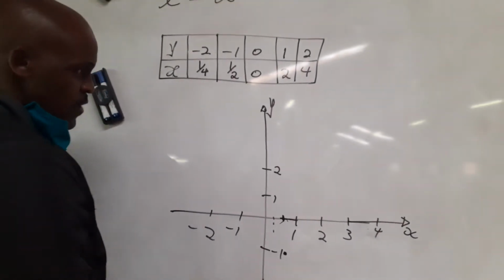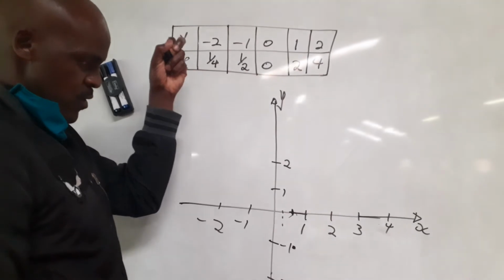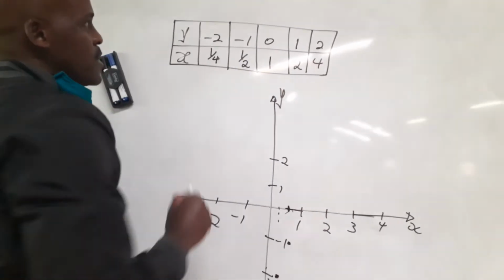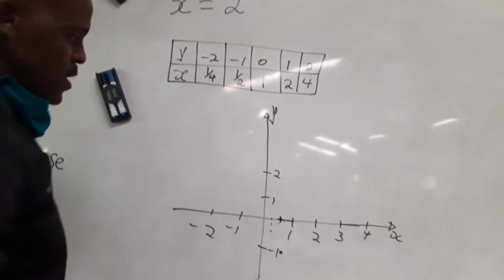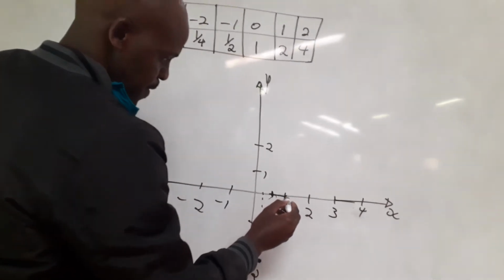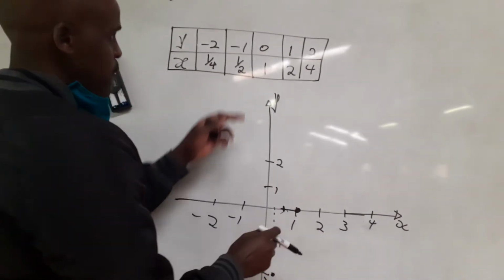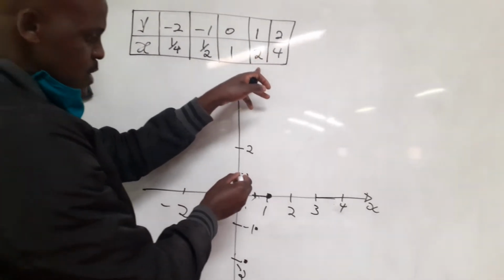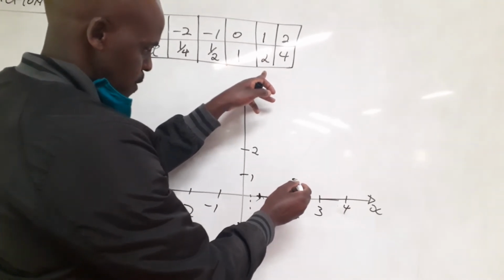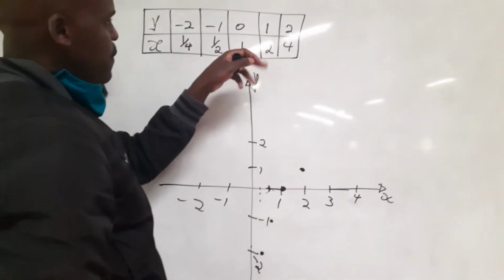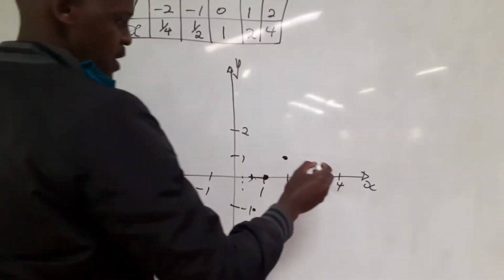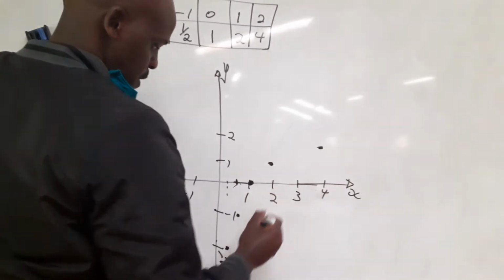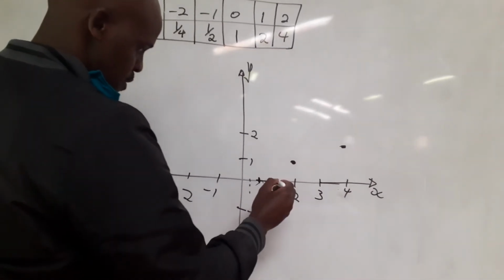Right? If our y is 0, no, this can't be, it's 1. Because if you are to put 0 there, it's 1. So our x is 1. If our y is 1, our x is 2. If our y is 2, our x is 4. There it goes. And then we join the points.